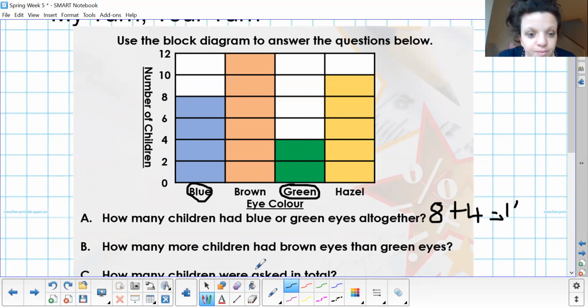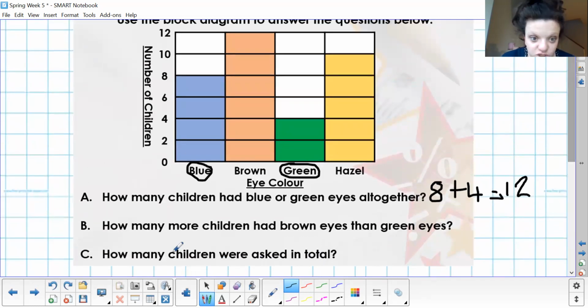Or I could count them all in 2s. Are you ready? 2, 4, 6, 8, 10, 12. So I could count it that way as well. Fantastic. Well done.